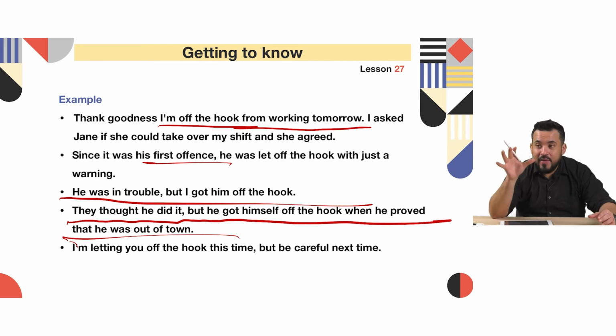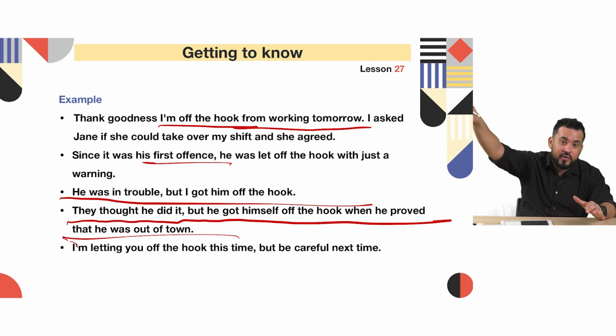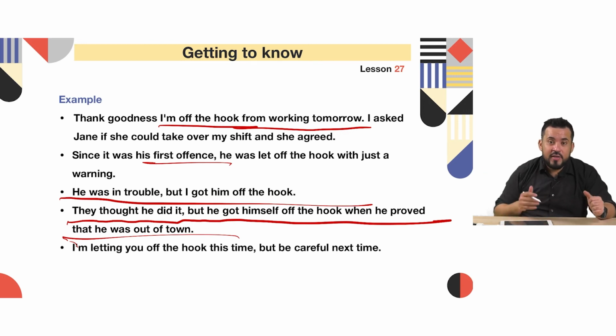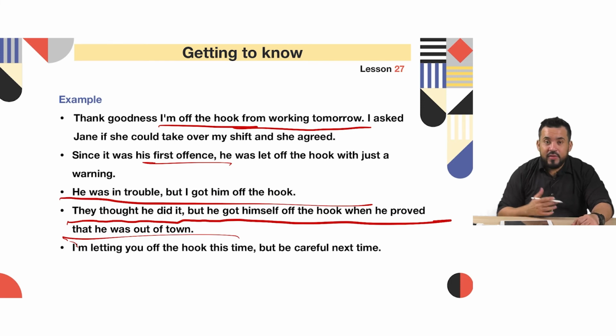Okay, so what does that mean? It means something bad happened, probably, and they thought someone did it. So they wanted to blame that someone. But he proved to them that he was not in town. He was traveling during the time that this took place. So nobody could blame him because he proved to them that he was out of town. So he got himself off the hook. He got himself out of the blame. And now he is not to blame. They need to find the true criminal who did whatever it is that has been done. Okay, let's take a look at the last example.